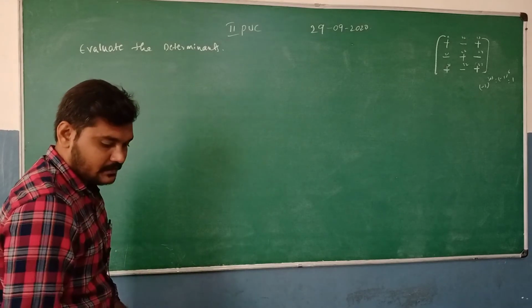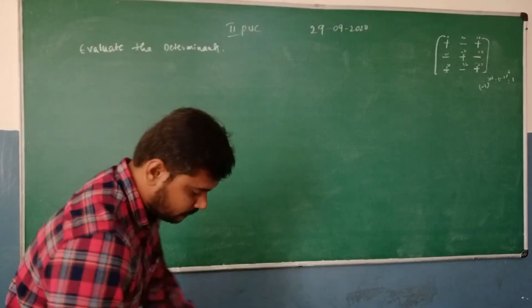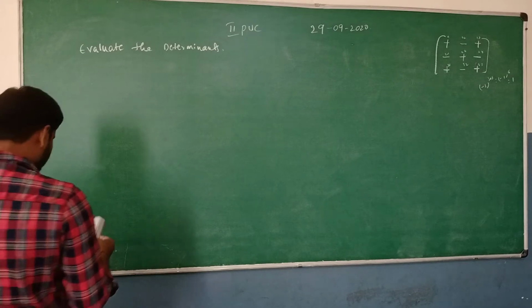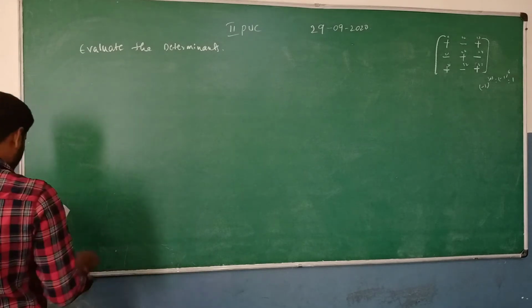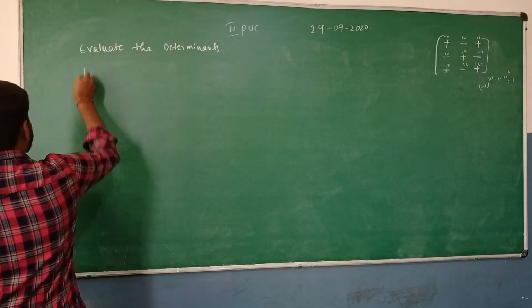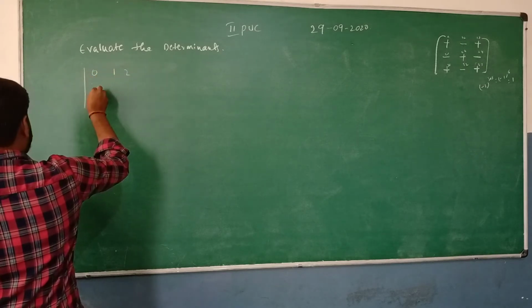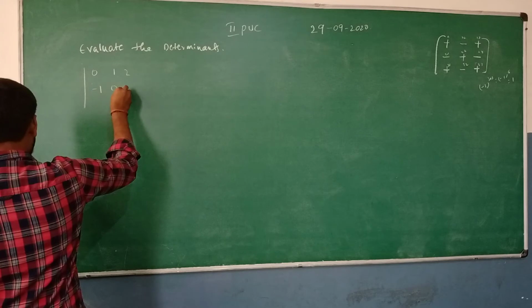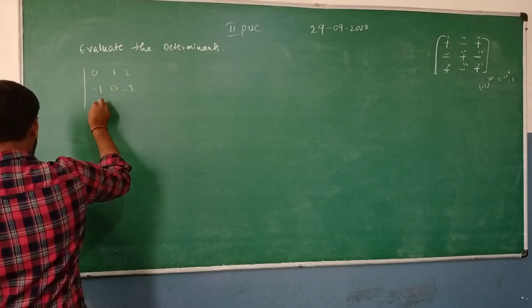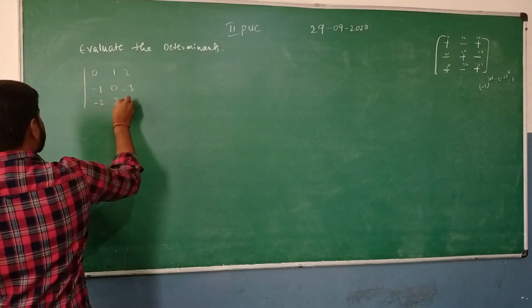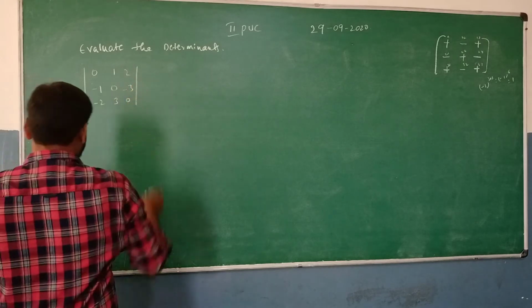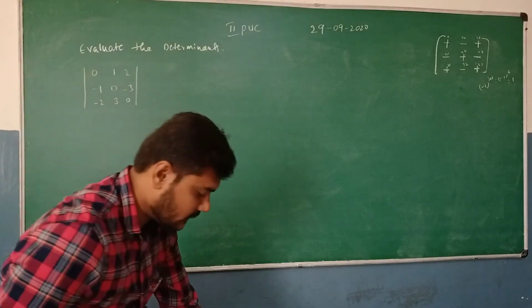Okay, so the next one is going to be the next problem. So the next one is 0 1 2, minus 1 0 minus 3, minus 2 3 0.